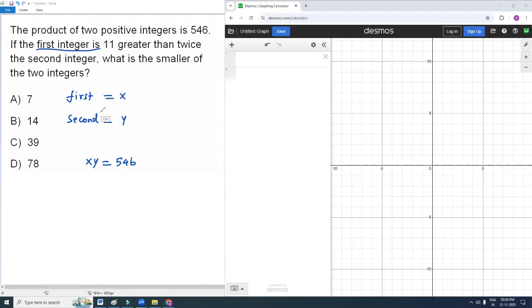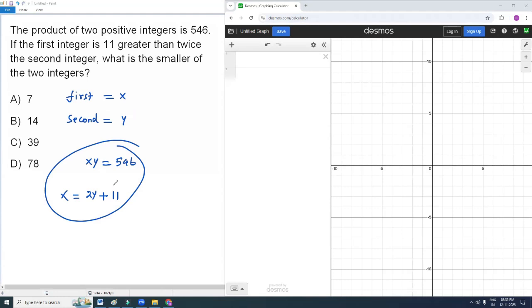So we know that the first integer is x. x equals 11 greater than twice the second integer. Twice the second integer means 2 times y. 11 greater than means we have to add 11 to this one. Here we have two equations.